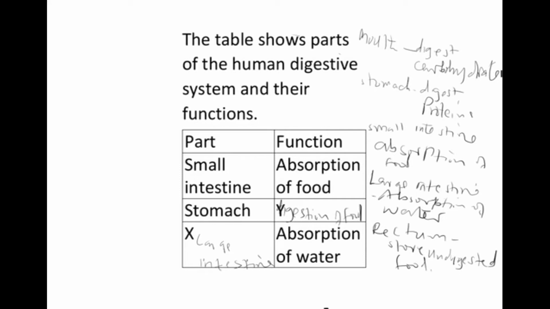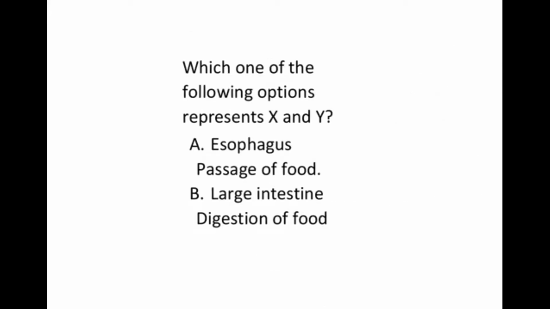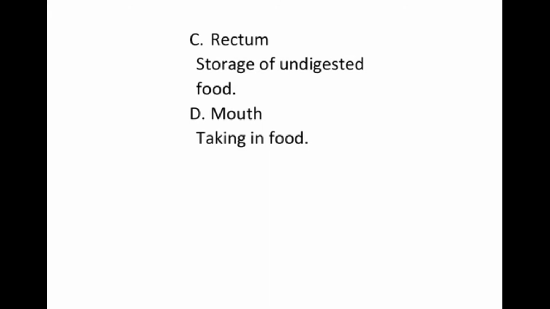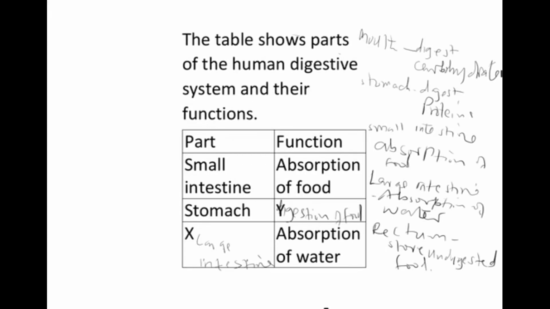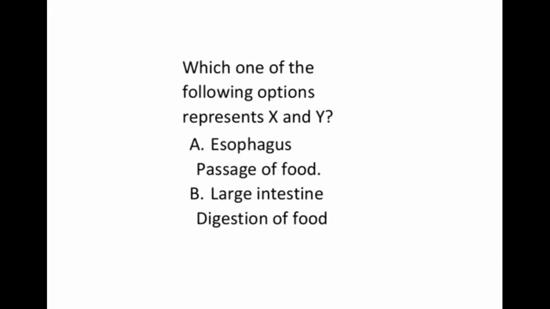So if we go to our choices down there, we'll find A, we have esophagus. Esophagus is the pipe that allows food to pass. In our case, it is not there. So we look at our X. Our X here should be large intestine. So we go to choose where we have large intestine, which is B.